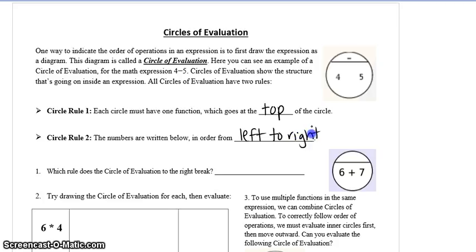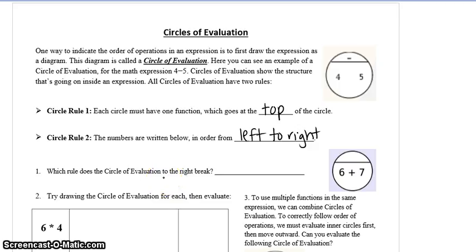So this makes sense to us because when we read left to right, when we write, we also write left to right. So it makes sense that if we're doing 4 minus 5, that's the order that the numbers are written inside our circle of evaluation. Okay, so let's take a look at number 1.